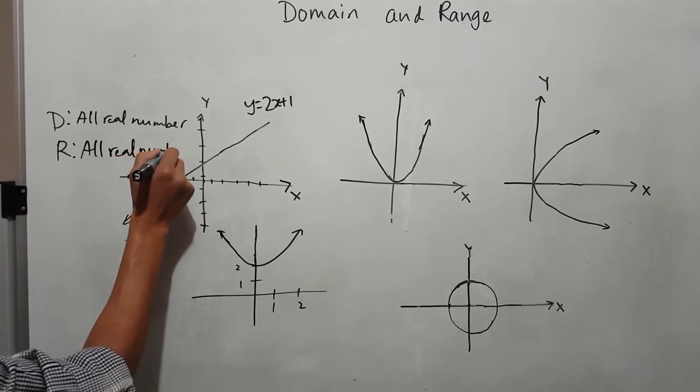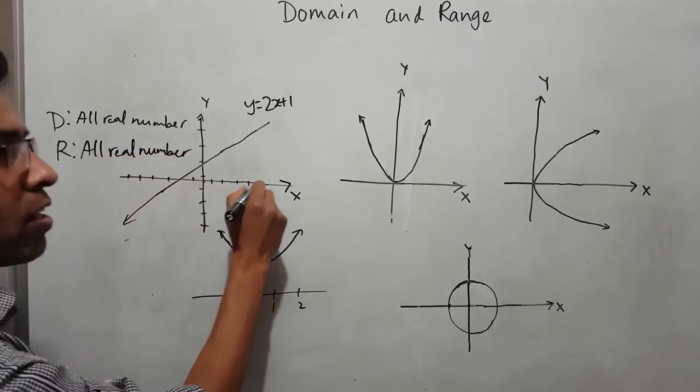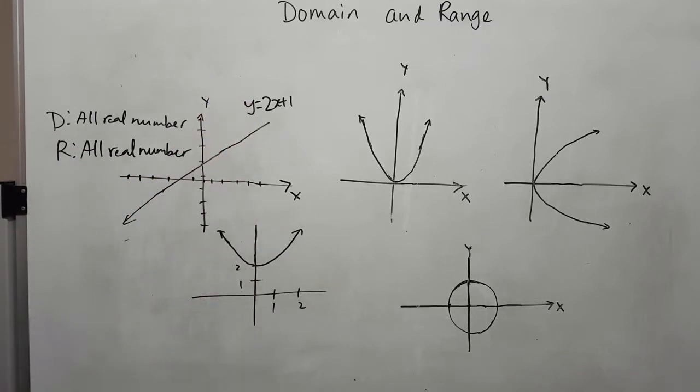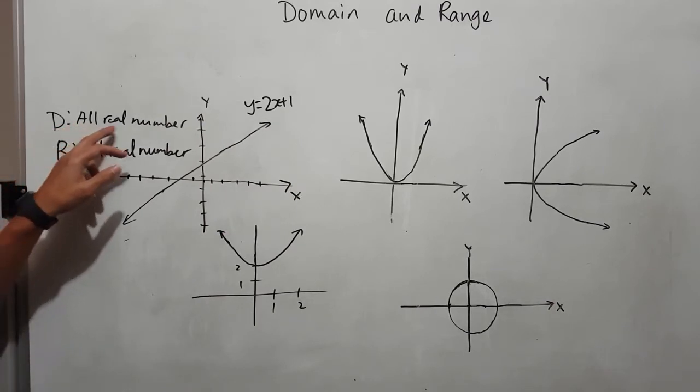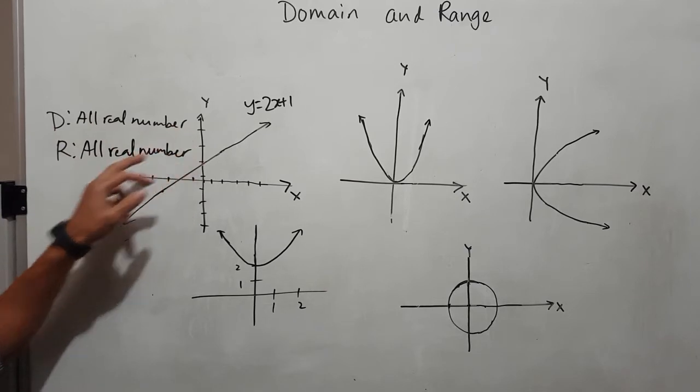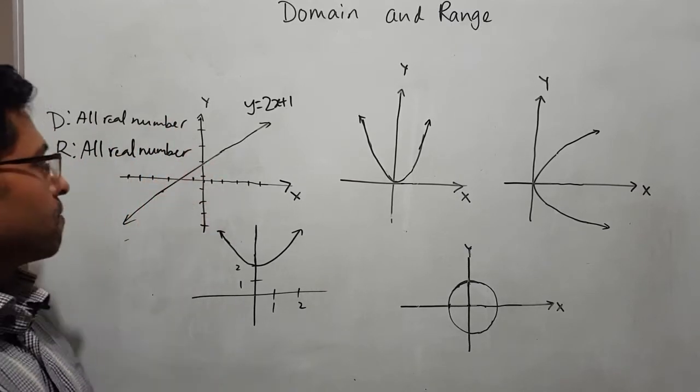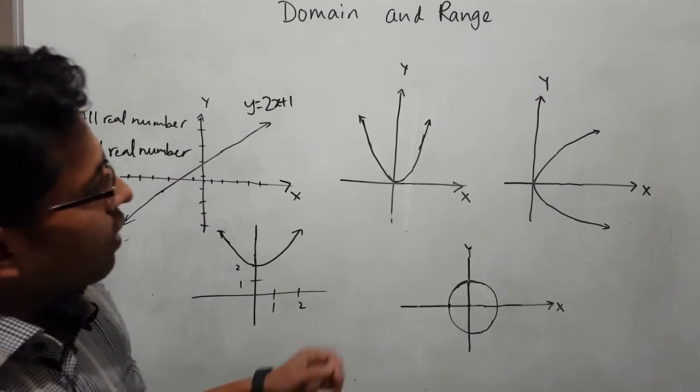What I'm trying to say is that x can be any positive value, any negative value, and y can be any positive value or any negative value, because there is no restriction for it. So this is our domain. Domain is the x values, which is all real numbers, and range is the y values, which is all real numbers in this case. Okay.